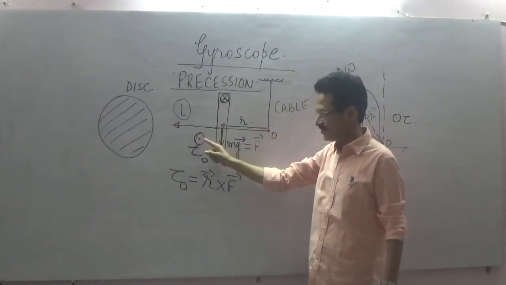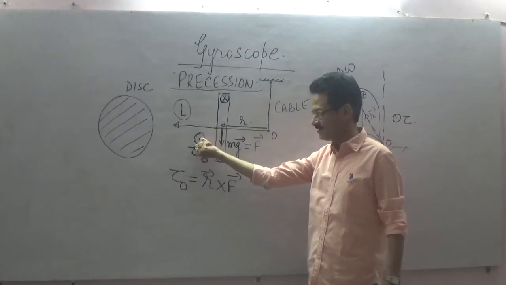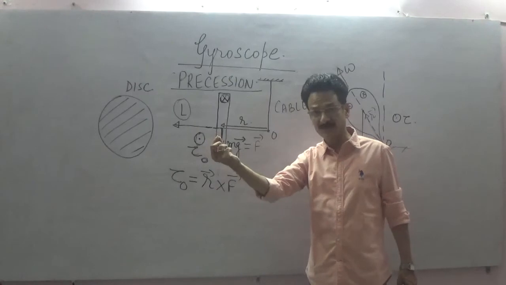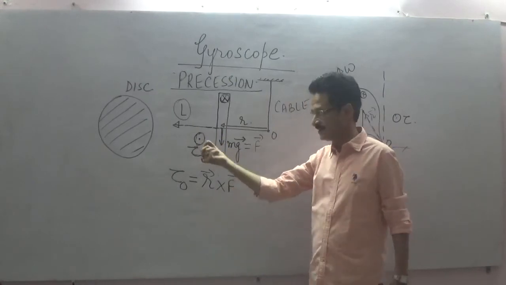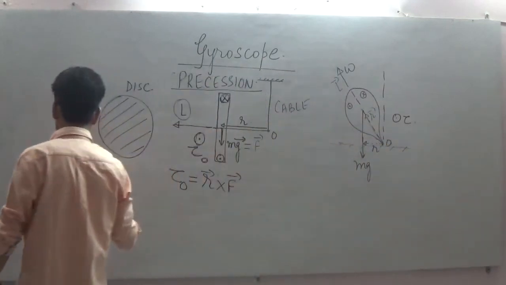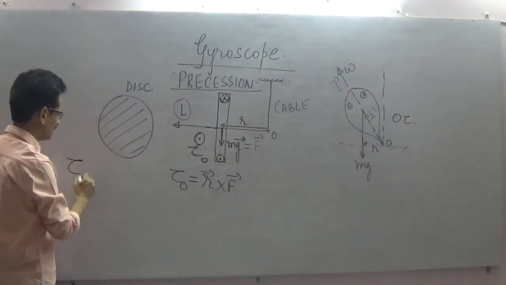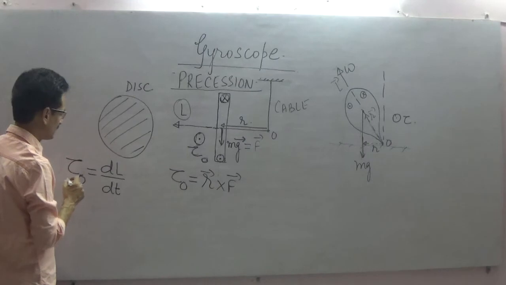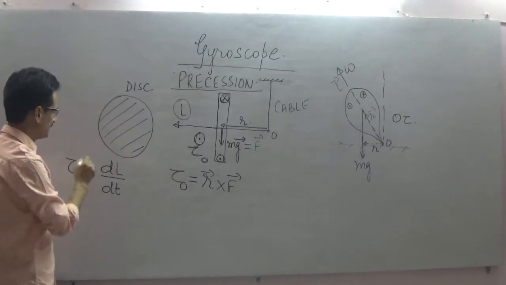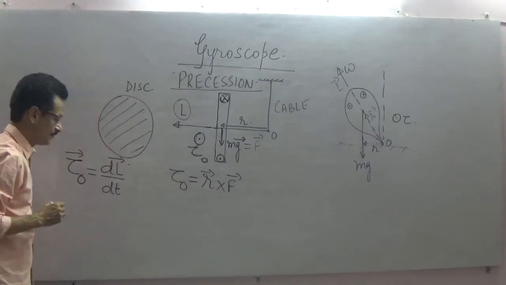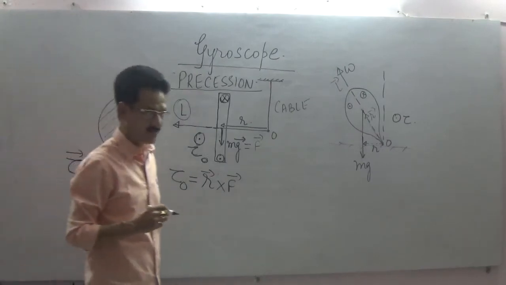So this dot means the torque vector is emerging out from the plane of the board. This is the direction of torque. Now we know that torque about the point O is dL by dt. This is the vector expression for torque.